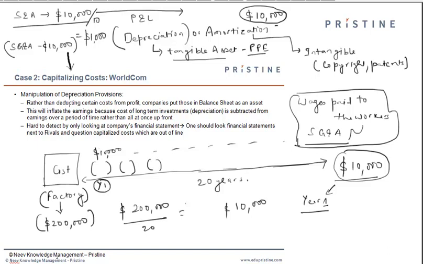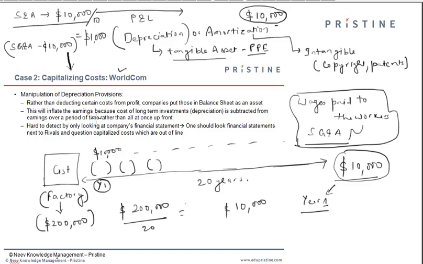Now, let's talk about the WorldCom company. Rather than deducting certain costs from the profit, WorldCom put those costs in the balance sheet as an asset.